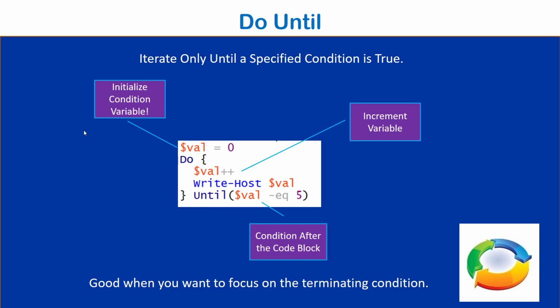Now the do until will execute the block of code until a condition is true. So it's watching for the false condition. It will stop when this is true. It's looking for when that happens. So it's just going to keep looping until some condition. And again, it's going to always iterate once because that's where it starts.